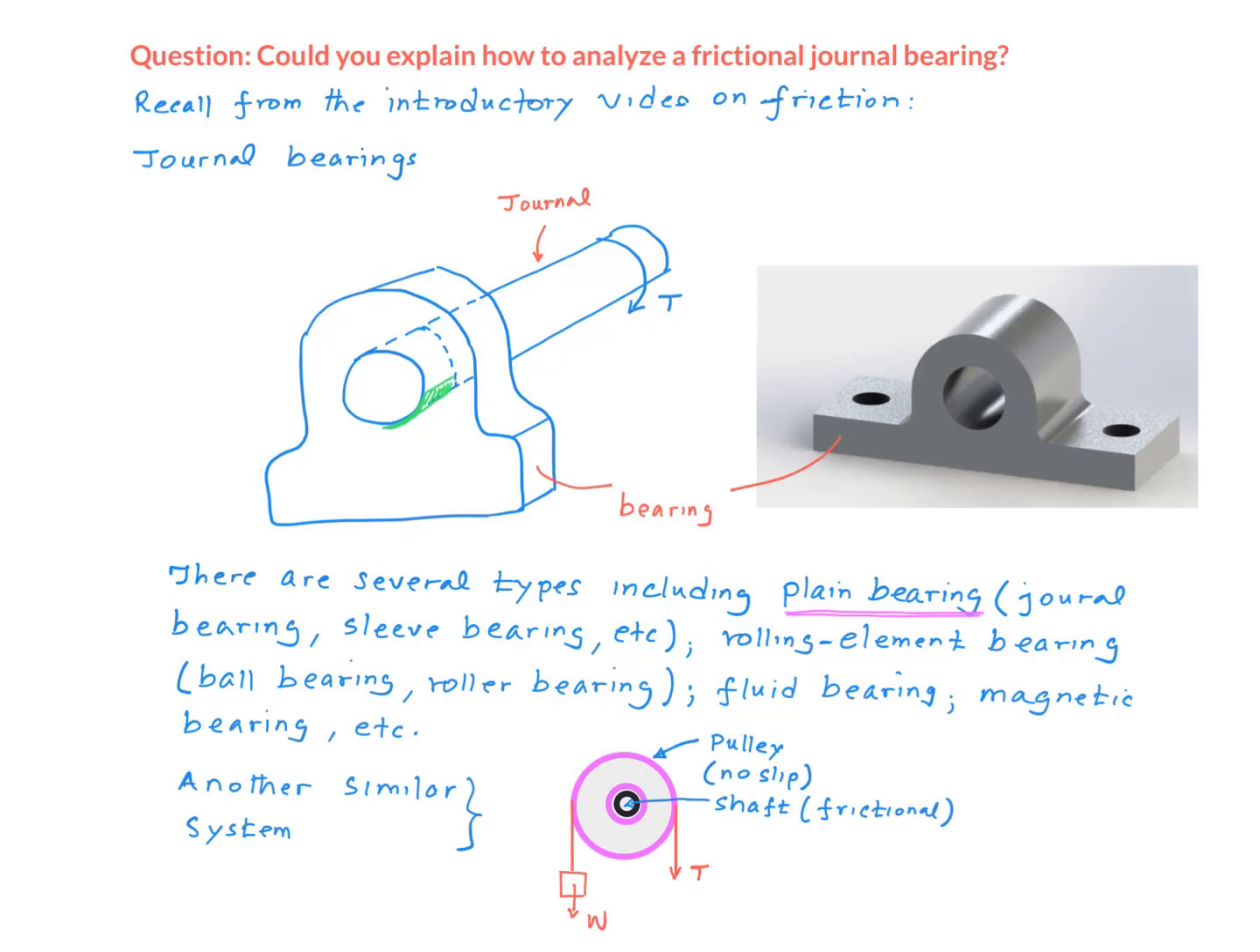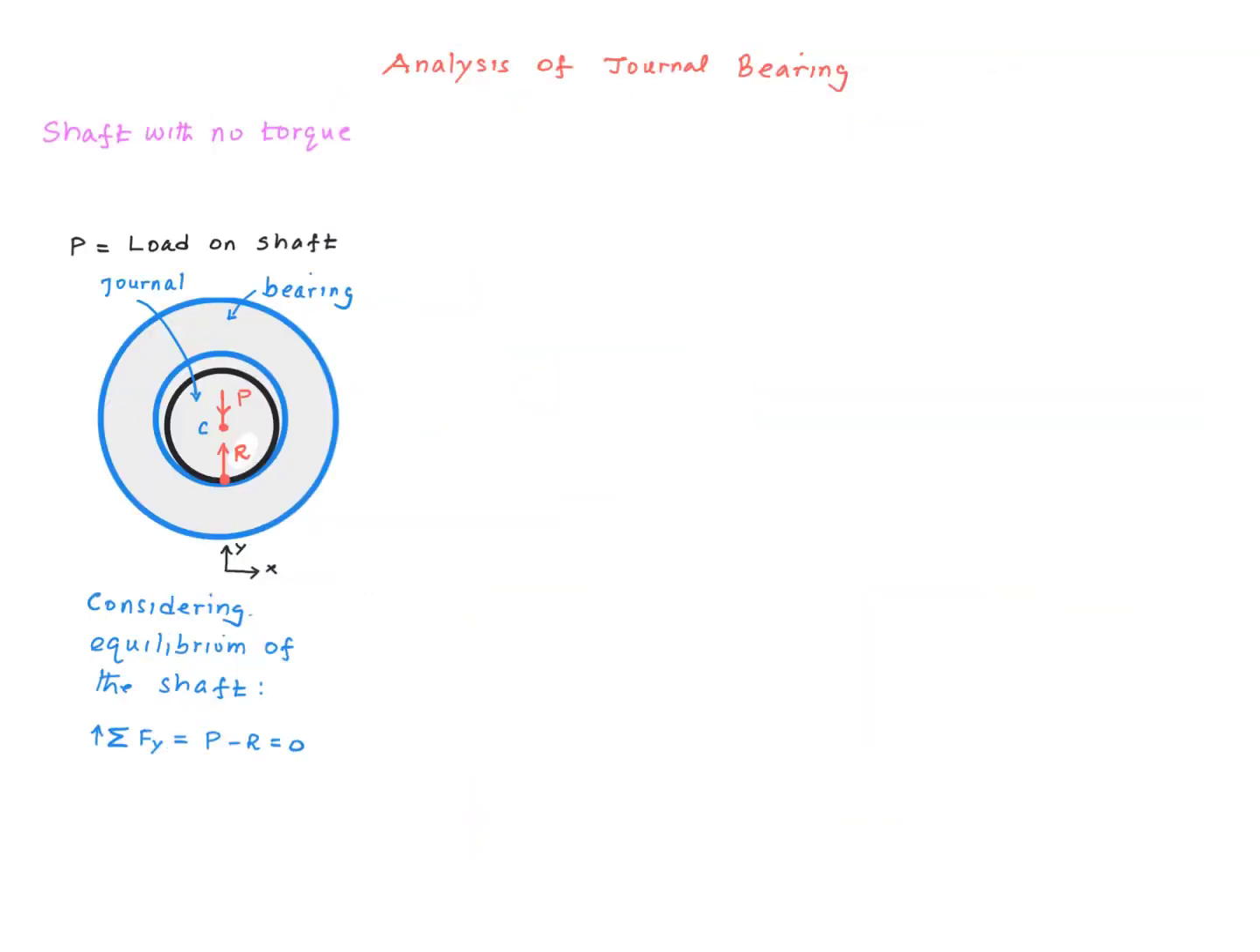Another similar system is a pulley that spins on a shaft like shown over here. The theories we developed for a plain journal bearing can be applied to this as well, so we'll do that. Let's go ahead and analyze a plain journal bearing.